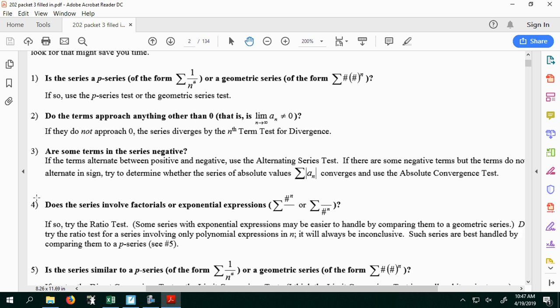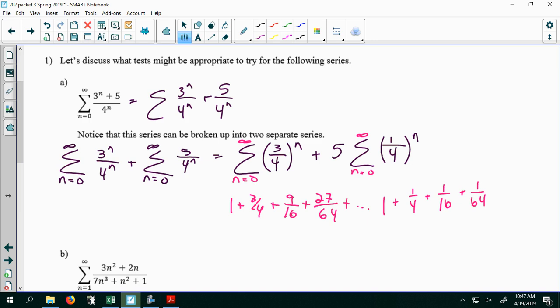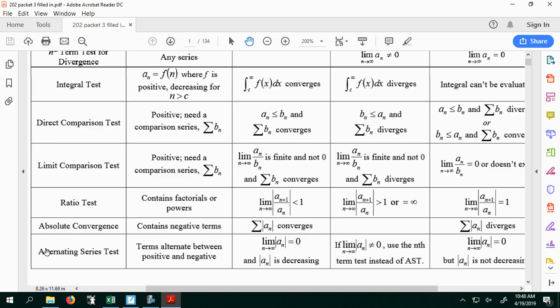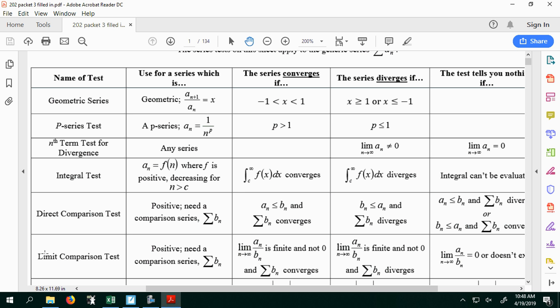P series, use the p series test or the geometric series test. Well, it's not a p series, but it is geometric. My constant multiplier in the first one is x equals 3/4. And then the other one is x equals 1/4, which tells us that this converges, right? The geometric series test says that if that multiplier is between -1 and 1, the series converges.